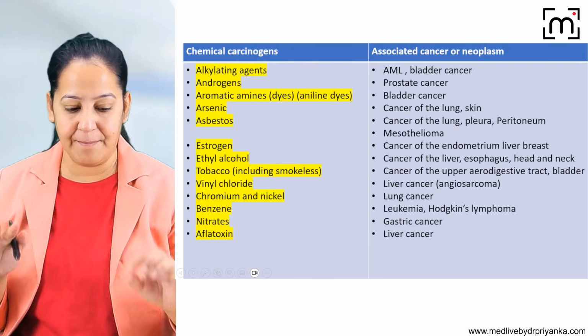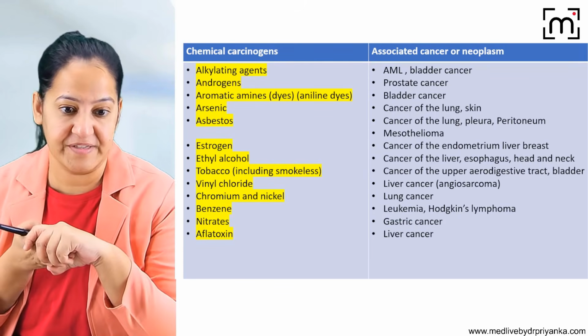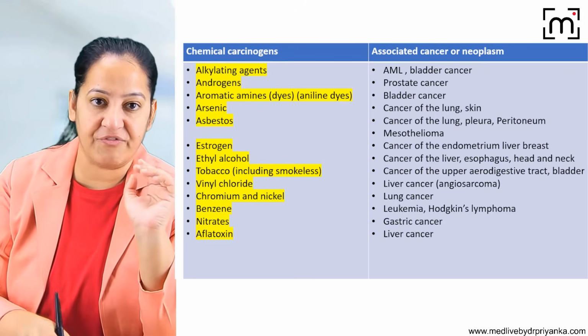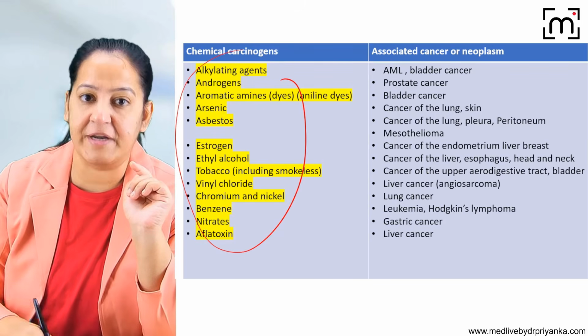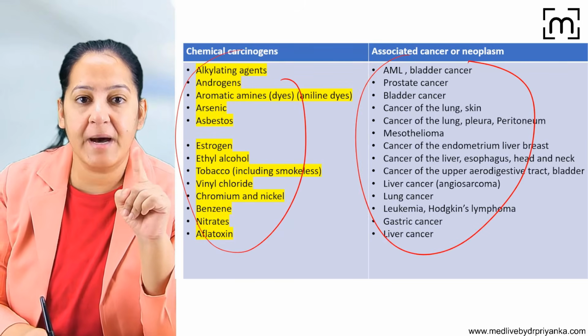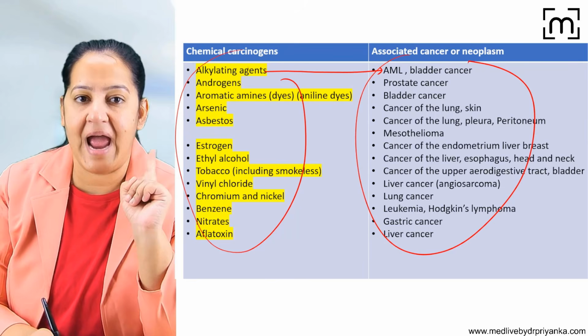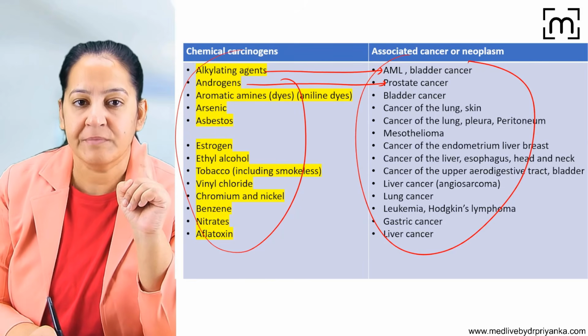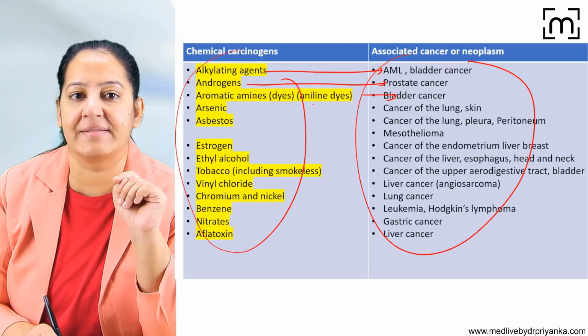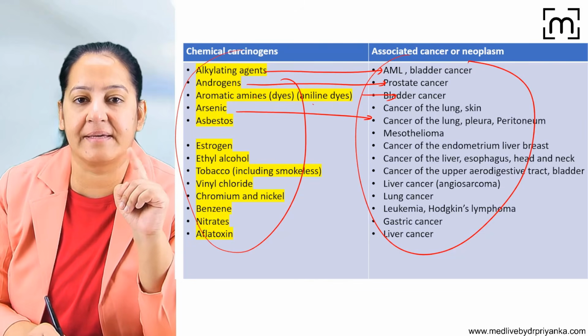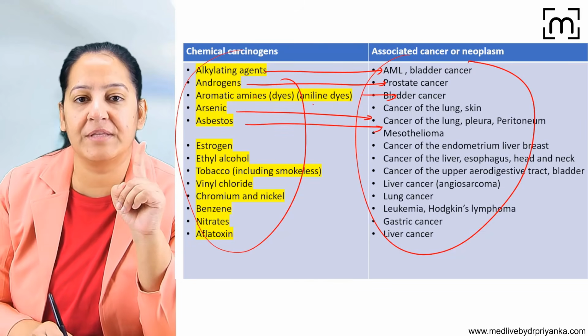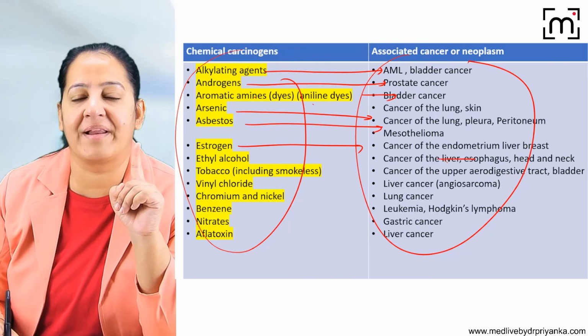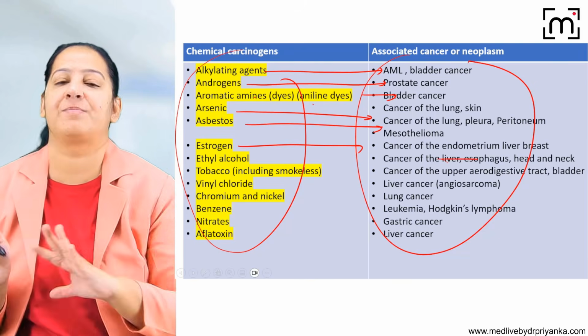Now please learn a few examples if you are preparing for your second Prof university exam. This is a list of chemicals and this is a list of the particular cancer each causes. For example, alkylating agents cause AML. Androgens cause prostate cancer. Aromatic amines, aniline, cause bladder cancer. Arsenic causes lung cancer. Asbestos causes mesothelioma. Estrogen causes endometrial cancer.